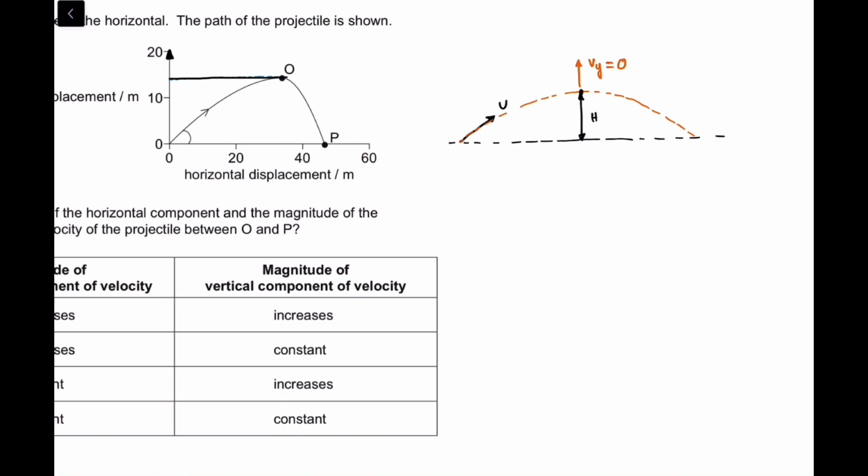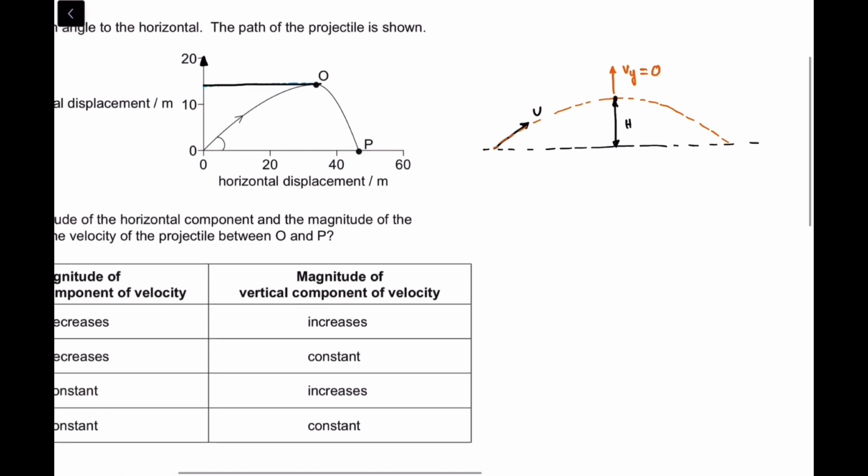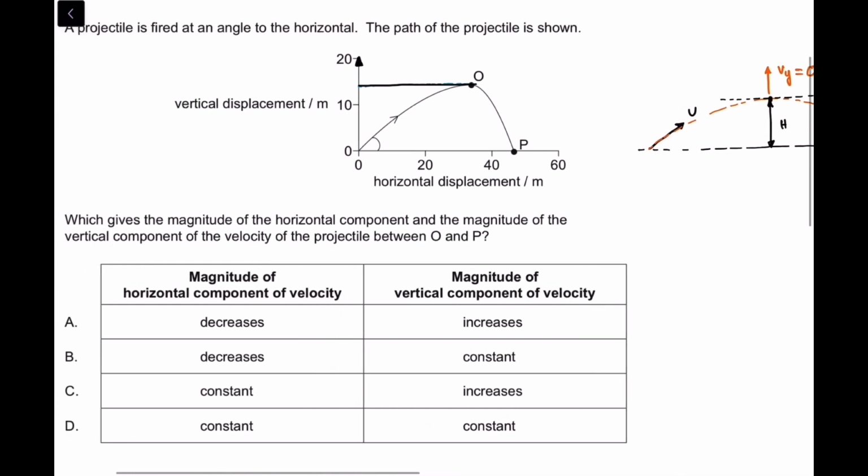So at the maximum height of the projectile, the vertical velocity becomes 0. Over here, point O is nothing but the maximum vertical distance. That means point O corresponds to the maximum height of the projectile.